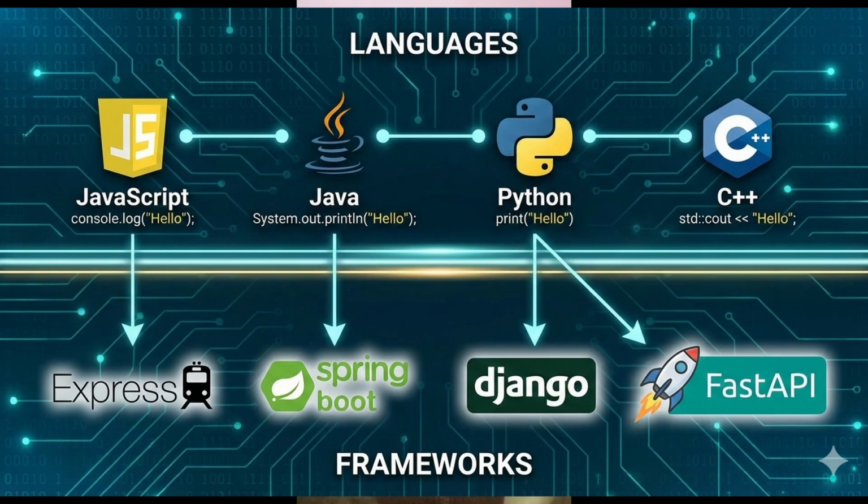These different languages have different frameworks to code and organize the code. For JavaScript, we have Express.js and Nest.js frameworks, for Java we have the Spring Boot framework, and for Python we have Django and FastAPI frameworks.